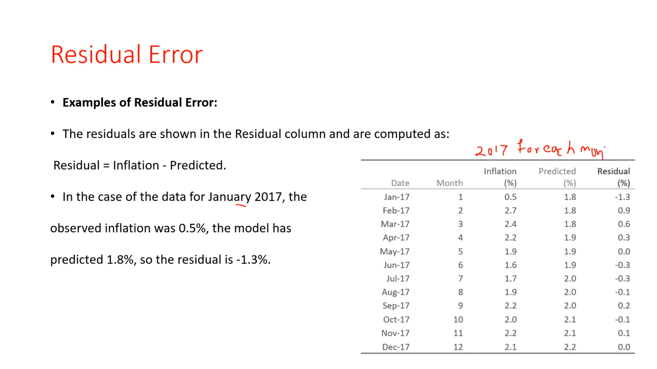So how do we find the residual, inflation minus predicted? In the case of the data for January 2017, the observed inflation was 0.5% and the model predicted 1.8%. So the residual here is minus 1.3 for January 2017. Similarly for Feb 17, March 17, April 17, and so on up to December 17.